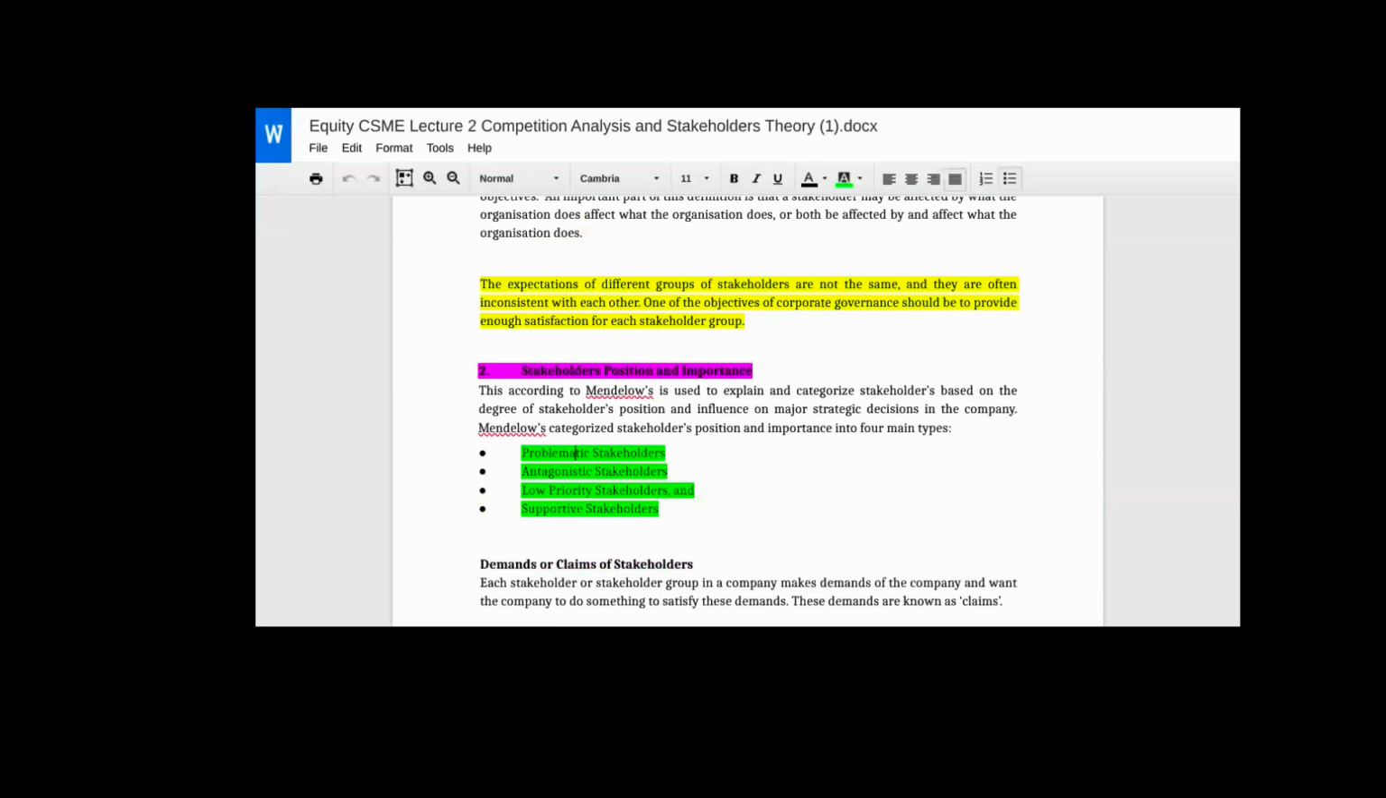The first one is problematic stakeholders. You can hear that name. They are always problematic. They pose one problem or the other. Problematic stakeholders. The second one, antagonistic stakeholders. The third one, low priority stakeholders. And the last one, supportive stakeholders.